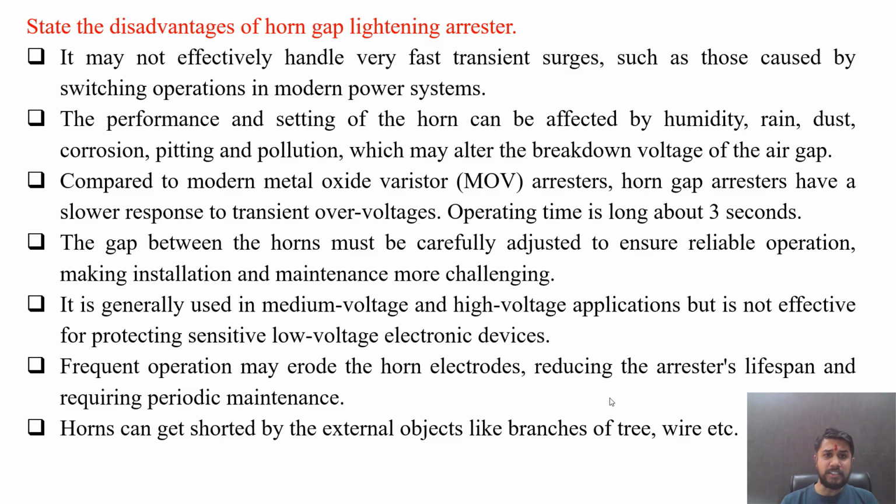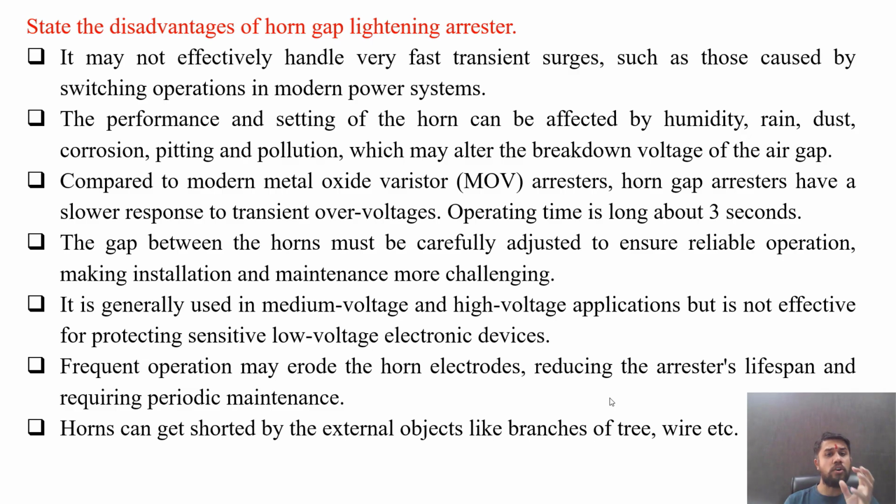The performance and setting of the horn can be affected by humidity, rain, dust, corrosion, pitting and pollution, which may alter the breakdown voltage of the air gap. Compared to the modern metal oxide varistors, MOVs, horn gap arresters have a slower response to transient overvoltages, and the operating time of this type of arrestor is nearly 3 seconds, which is very high.